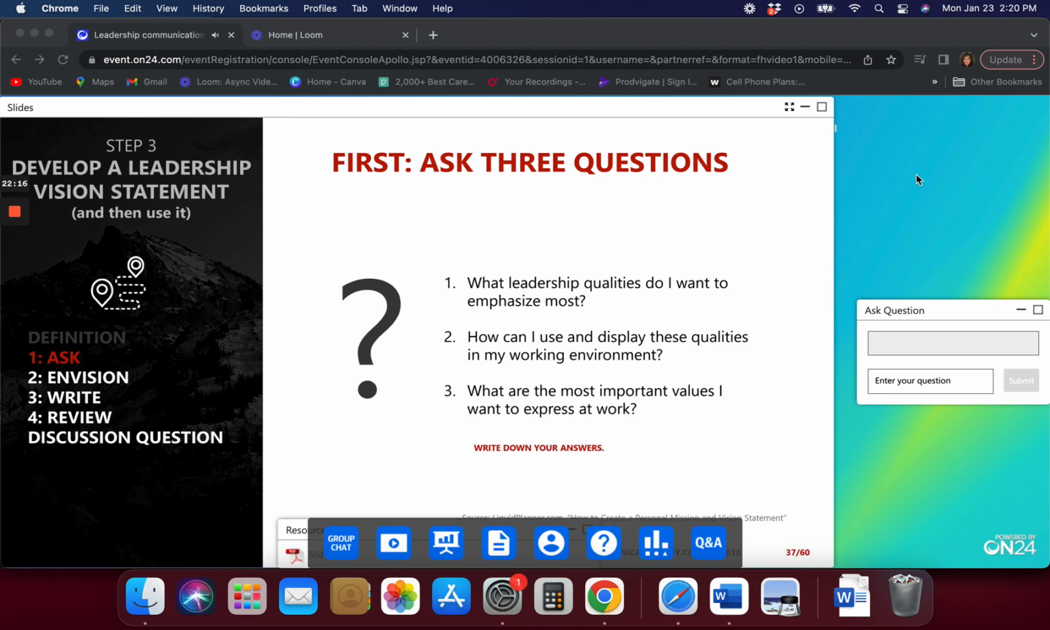It might even be humility or things like that. But what do you want to emphasize the most about yourself as a leader? Second, how can I use and display these qualities in my working environment?